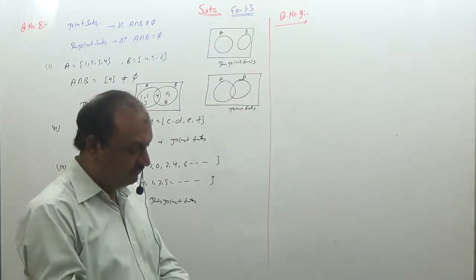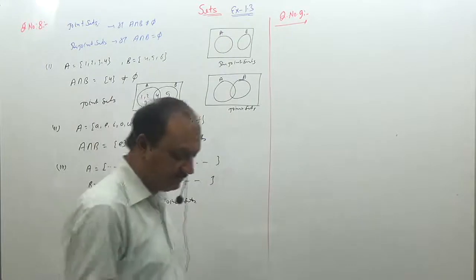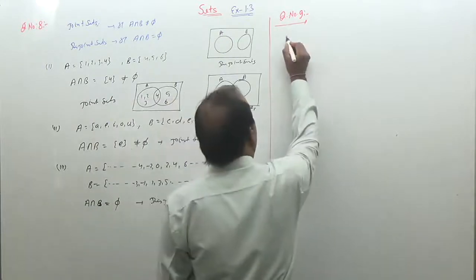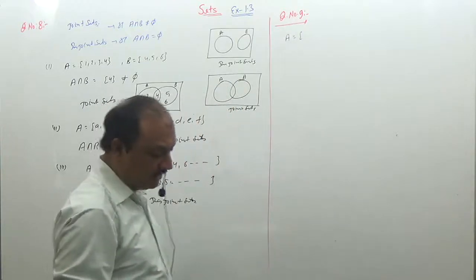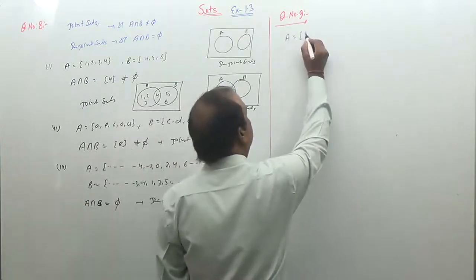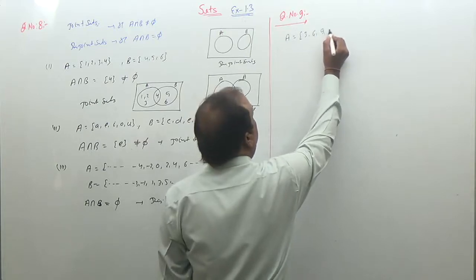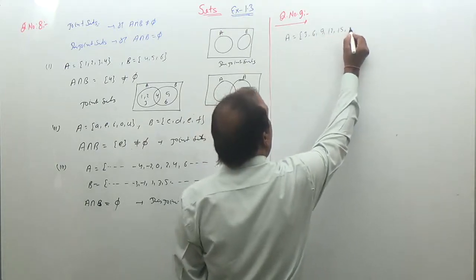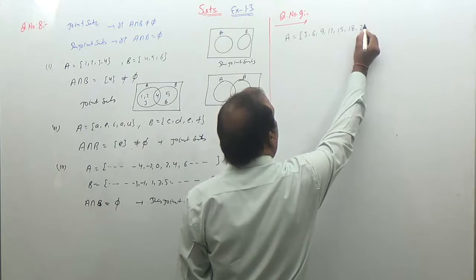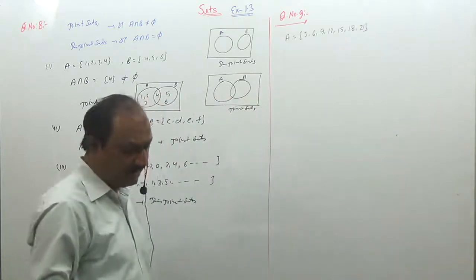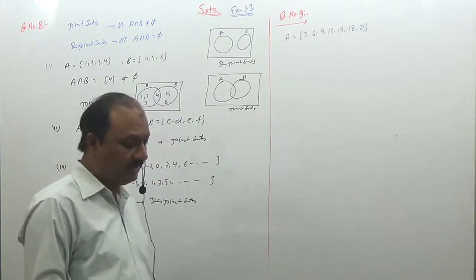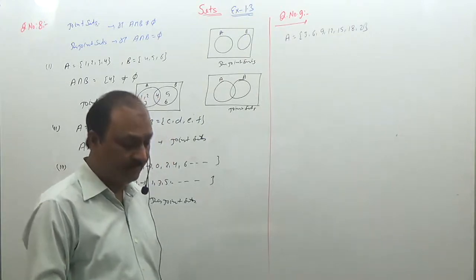Question 9 is, there are some given sets. Set A is 3, 6, 9, 12, 15, 18 and 21. So set A is a given set which contains the elements 3, 6, 9, 12, 15, 18, 21.